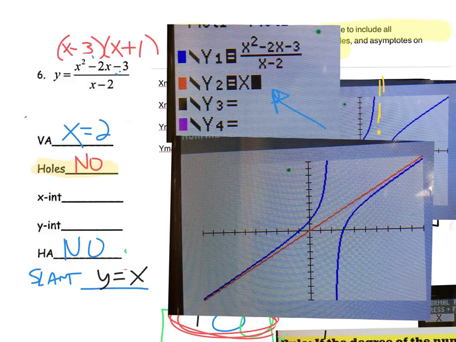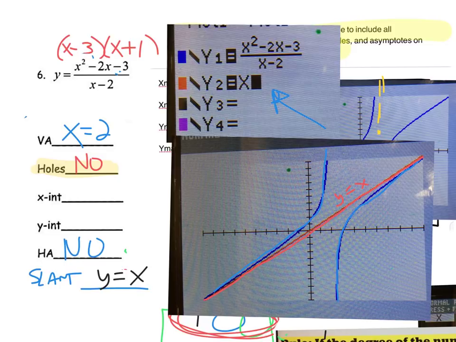Notice we have our rational function here graphed in blue, and notice as it goes to the left or to the right, it definitely avoids this particular red line. That's the line y is equal to x. So here we're going to have a slant asymptote at that equation, and I'll show you how we're going to go about graphing that in a moment.